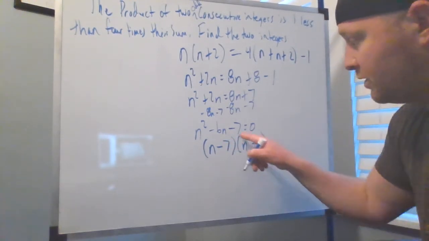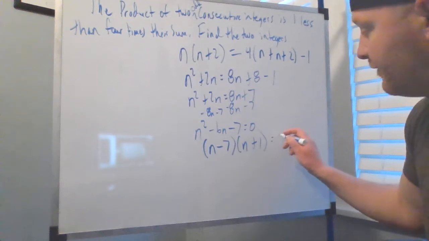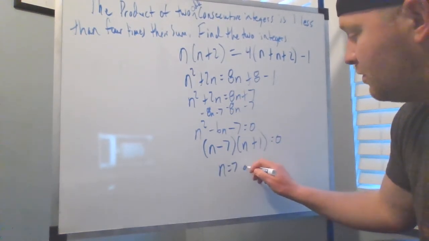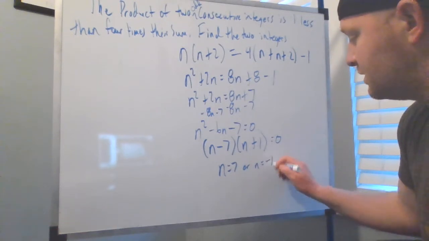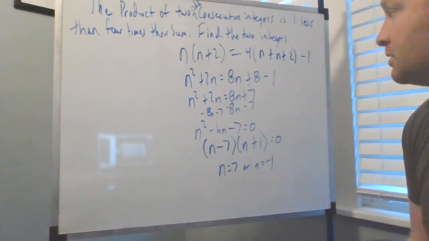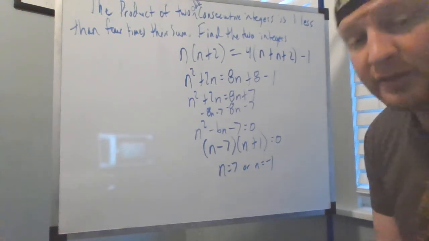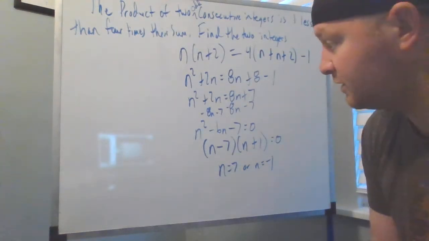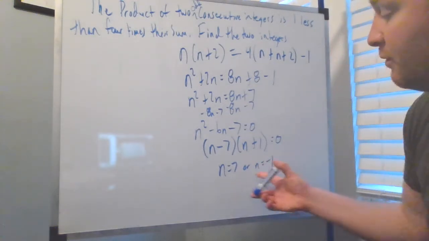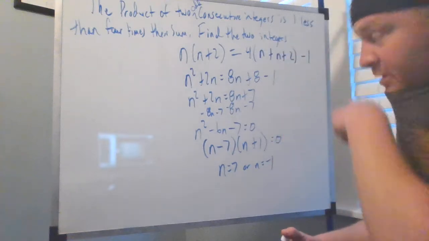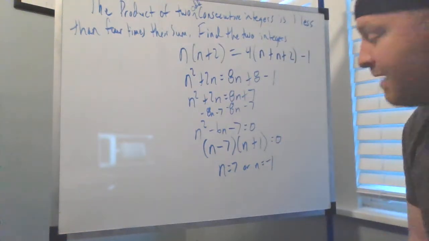And negative 7 times 1 is negative 7. Now, I've got two answers. I've got n equals 7 or n equals negative 1. So in this case, because you are allowed to have a negative integer, it just makes more sense for you to test both these numbers. Excuse me. To make sure you got it.